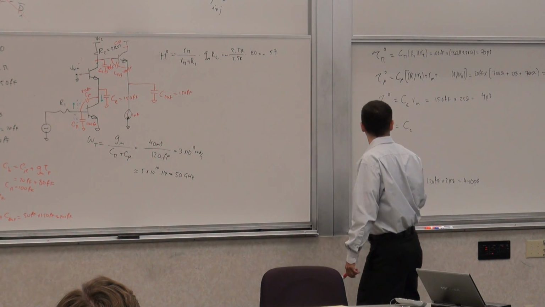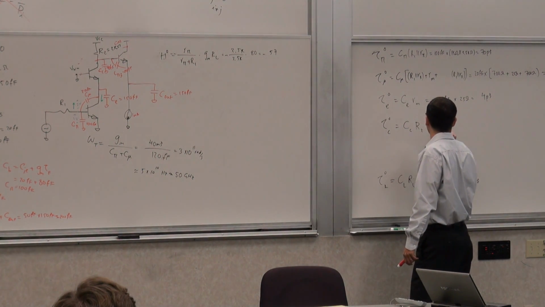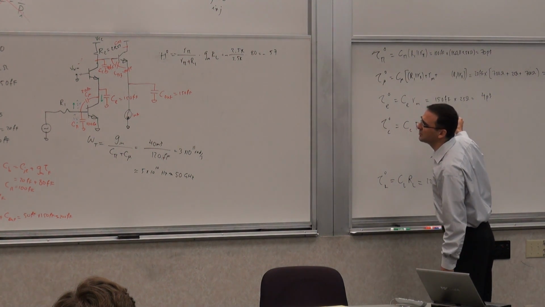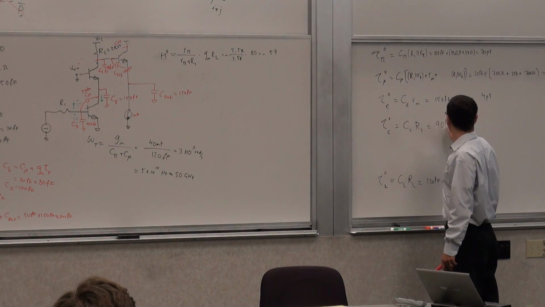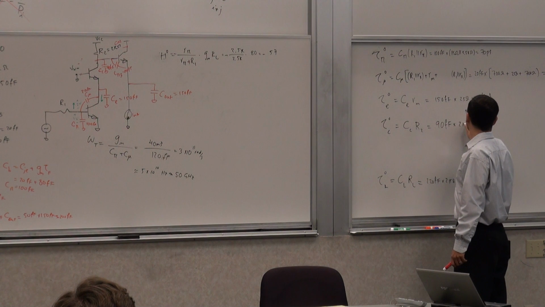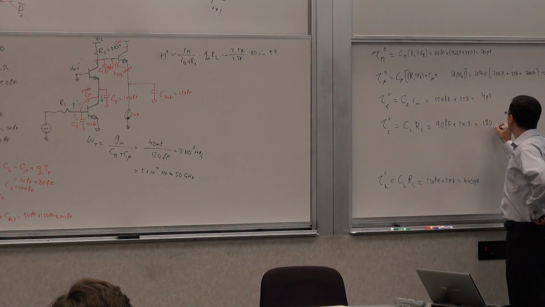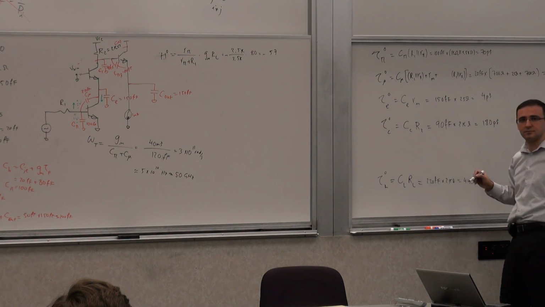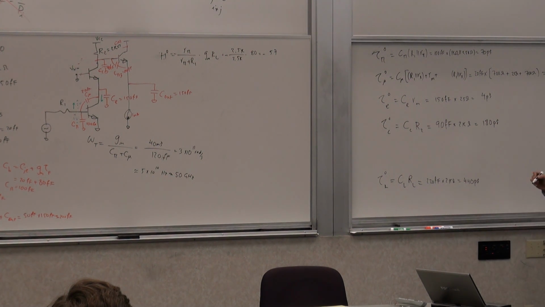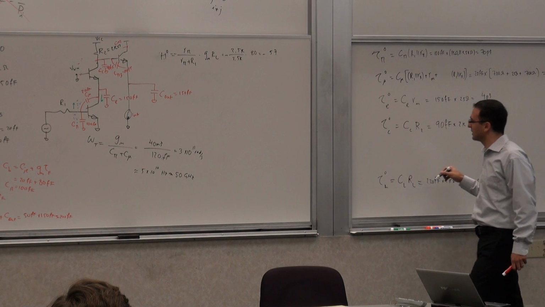So it's basically R2. So that's simple. And what's the value of this side? 90 femtofarads times 2 kilo ohms. That's 180 picoseconds. So it's relatively large actually. Now in the grander scheme of things.